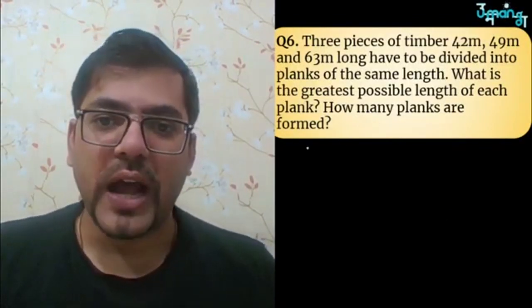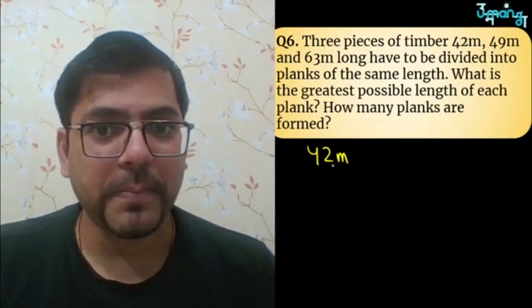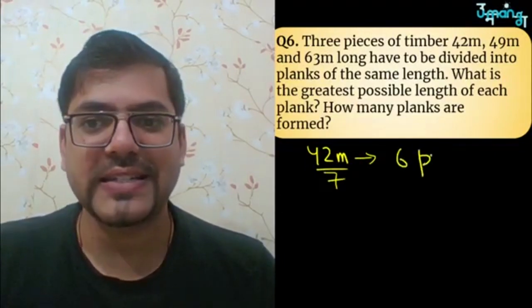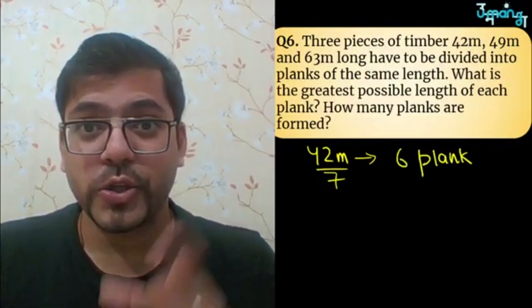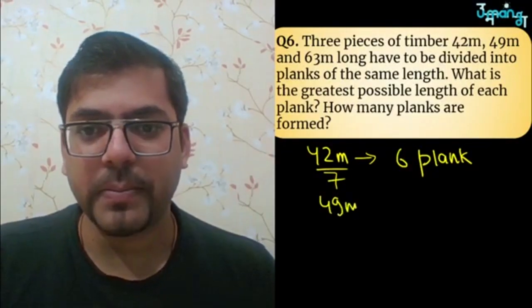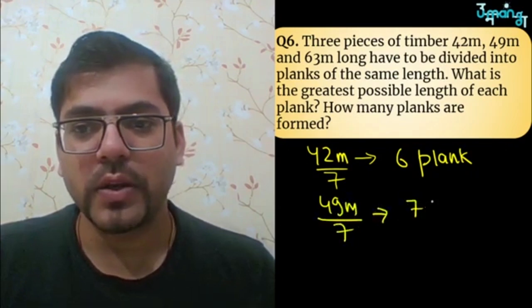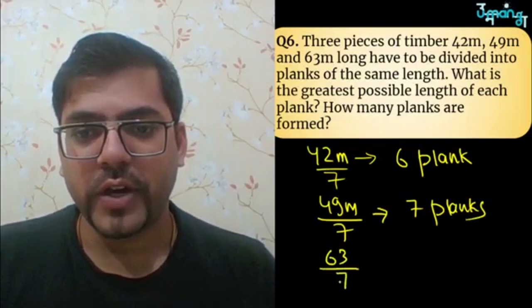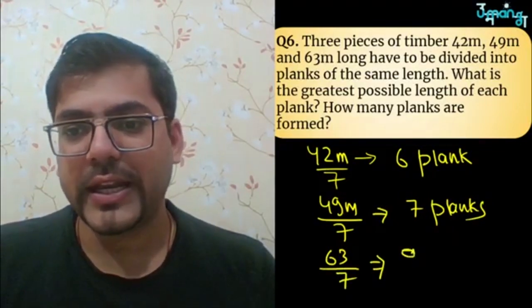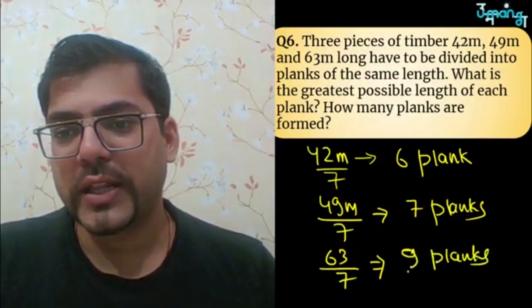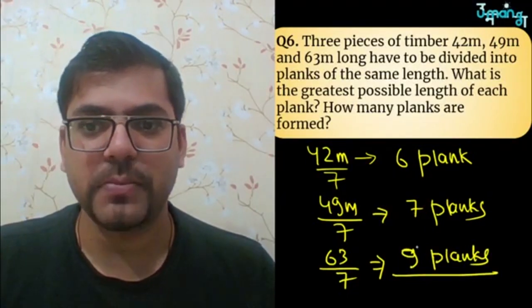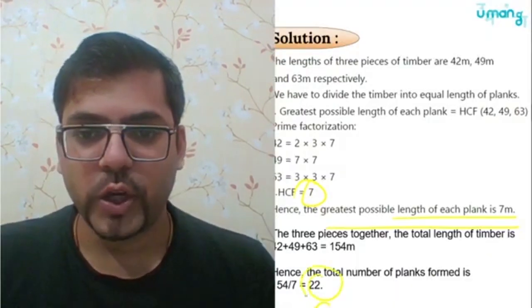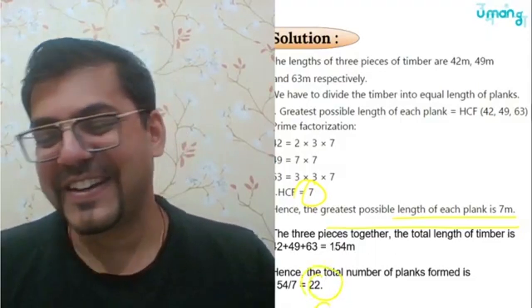So if you have a 42-meter big plank and you are cutting a 7-meter plank out of it, don't you think that you will get 6 smaller planks? Similarly, if it is a 49-meter long plank and you are dividing it into 7 meters, you'll get 7 planks here. And similarly for 63-meter, if you are dividing it by 7, you'll get 9 planks here. So altogether, how much did you get? 9, 7, 16, 16 plus 6, 22 planks altogether. Isn't it? 22 planks. We got the same number. Fine. That's really great.